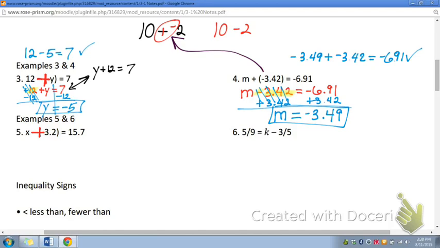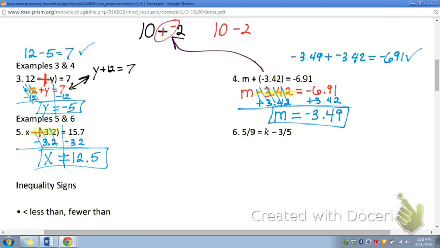So I now ask the question, what is happening to my variable? Well, x is being added. You're adding 3.2 to your x. So you have to do the opposite of that, which is subtract 3.2 on both sides of the equal sign. X equals, and then again check what is 15.7 minus 3.2, 12.5.